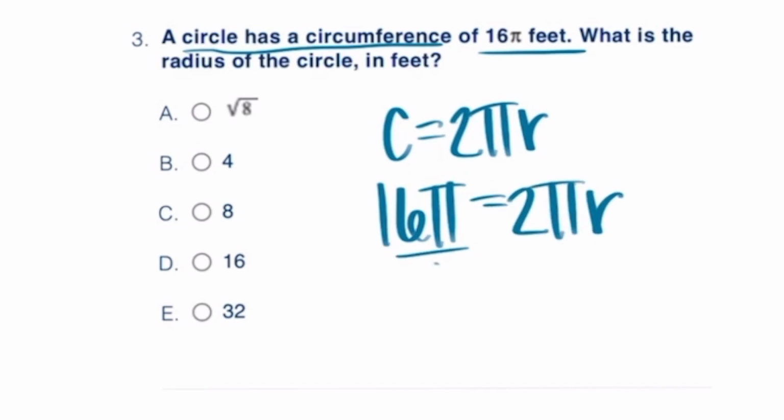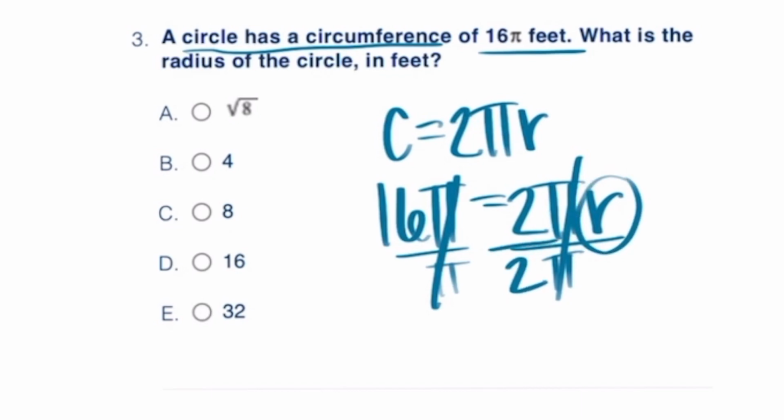Notice those pi's are going to just cancel each other out, right? If we divide both sides by pi, those are just going to go away. And then to get rid of that 2 with the r, we're going to have to divide both sides by 2 to get that our radius is 8, which is option C.